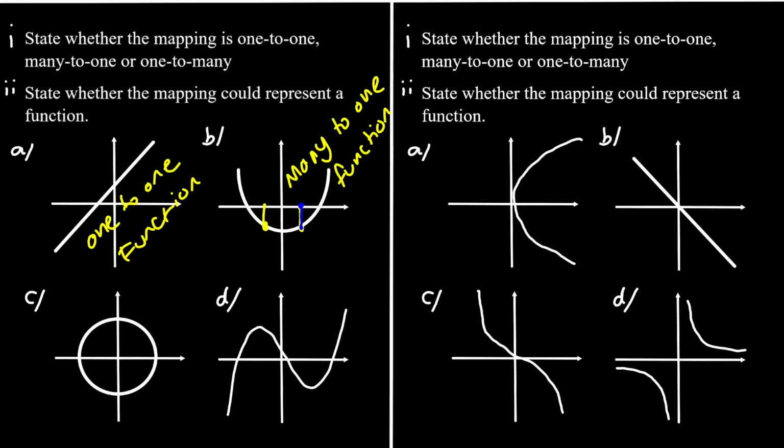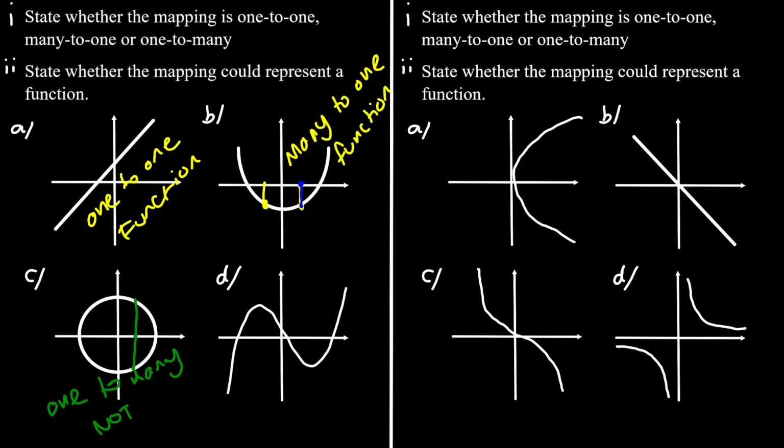For C, it is not a function. It's a circle graph. And for this input here, there are two outputs. So this output here, or this output here. So it is a one-to-many, and there it's not a function.